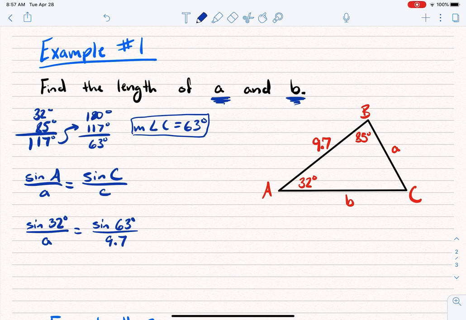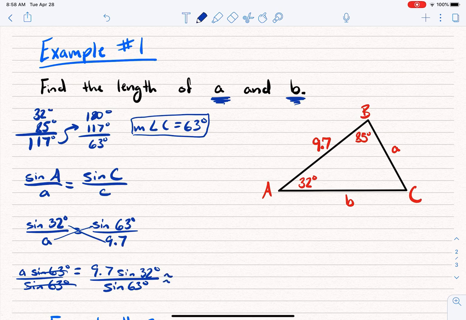So to solve this, I would simply cross multiply. And that would mean that a times the sine of 63 degrees is equal to 9.7 times the sine of 32 degrees. And then to get a by itself, you just divide both sides by the sine of 63. These cancel out. So therefore, the length of a is equal to 9.7 times the sine of 32 degrees divided by the sine of 63 degrees.